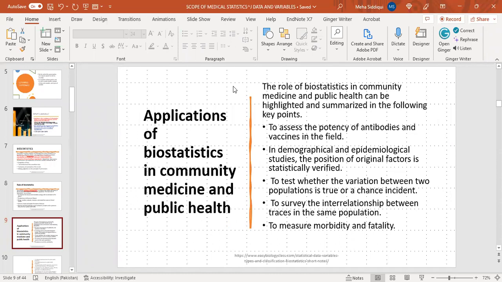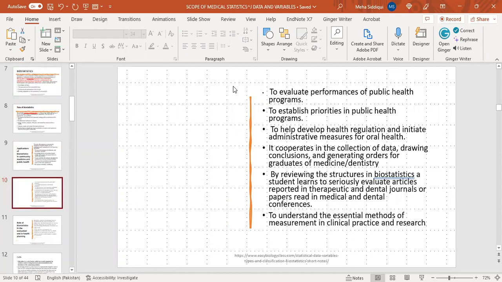To survey the interrelationship between traits in the same population, to measure morbidity and fatality, to evaluate performances of public health programs, to establish priorities in public health programs, to help develop health regulation, initiate administrative measures for oral health. It cooperates in the collection of data, drawing conclusions, and generating orders for graduates of medicine.